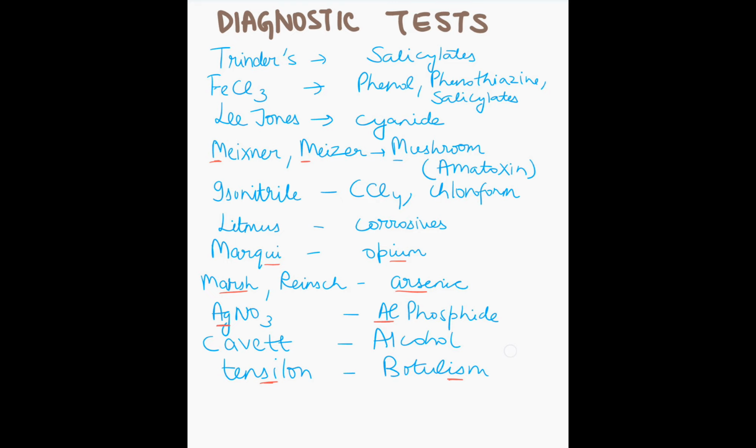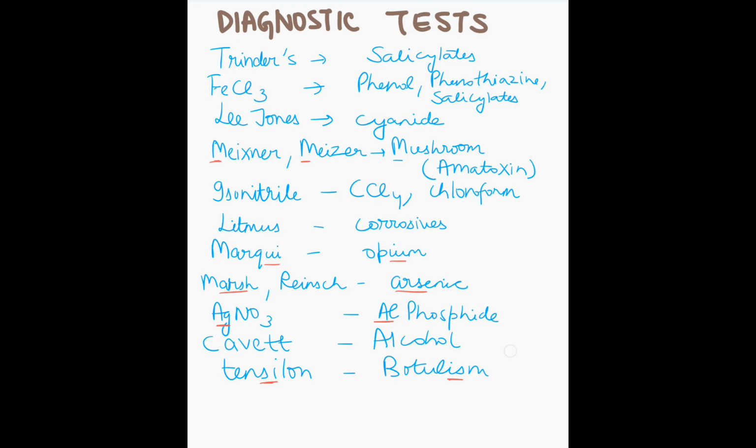Silver nitrate test: Ag is silver, and aluminium is Al, so similar. So silver nitrate test is for aluminium phosphide. It has a fishy odor. Then Cavard test for alcohol and Tensilon test. Reverse the letters of Tensilon, S-I-L, and it is coming in botulism. So what we can remember easily from the mnemonics, Tensilon is for botulinum.